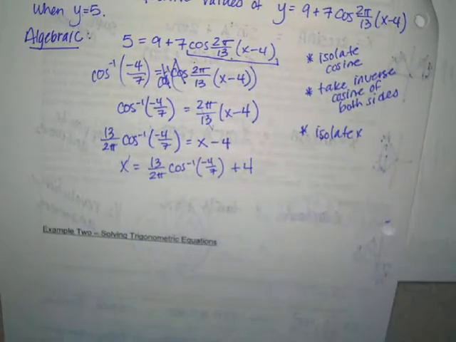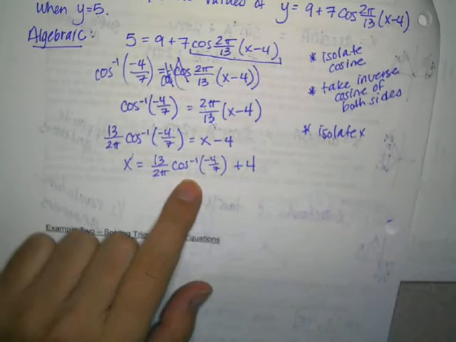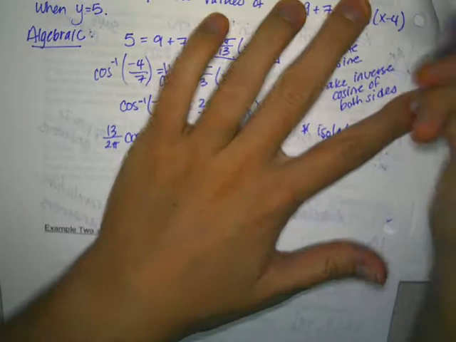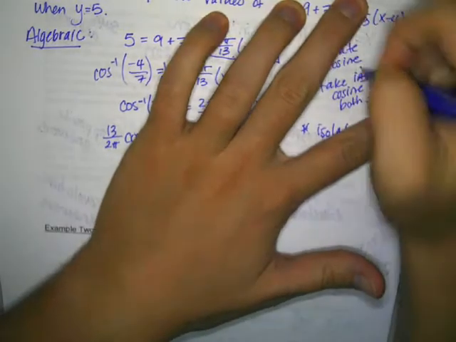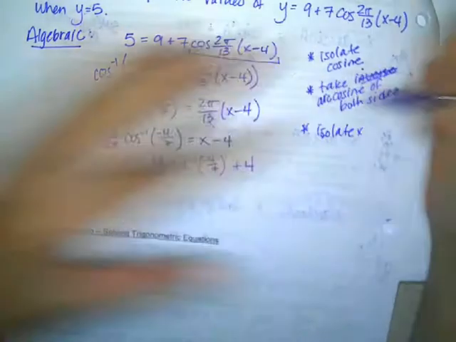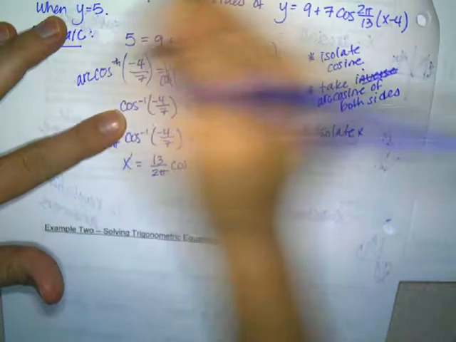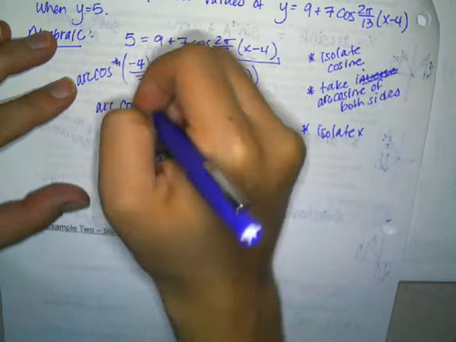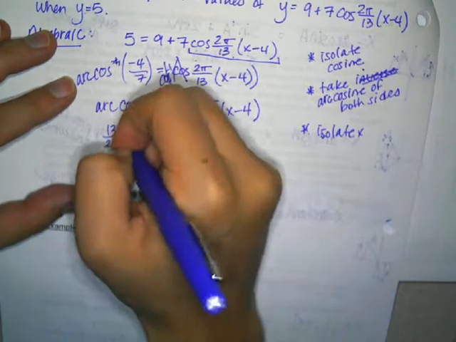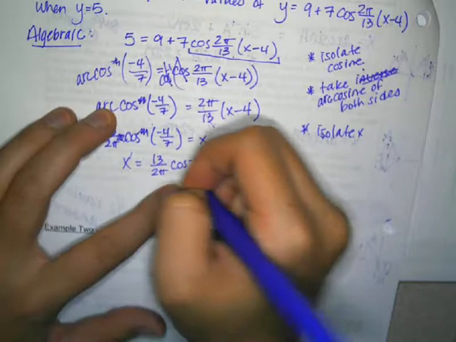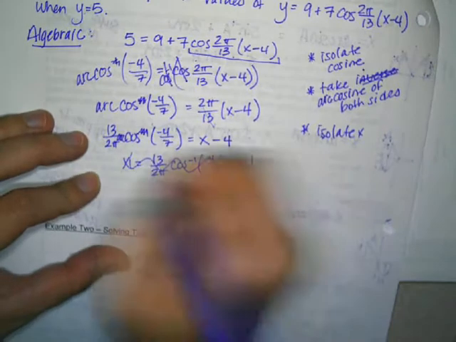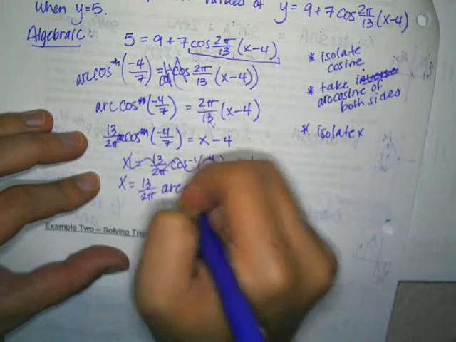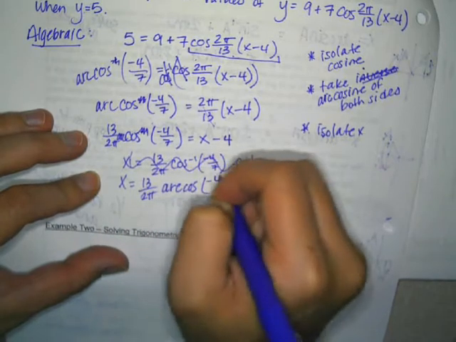Okay. Now, you know what? I should have used arc cosine. I'm going to change this on you. I'm sorry. The reason being, let me get it there. I'm going to rewrite this. You'll see here in a second. I won't make that mistake again.